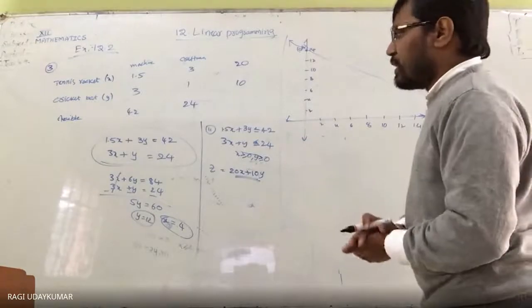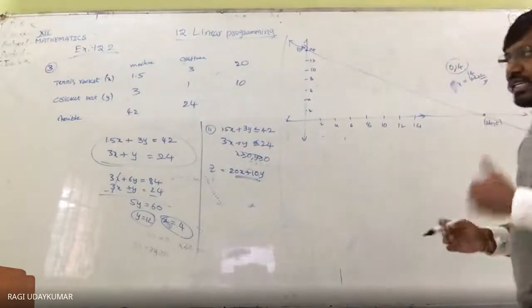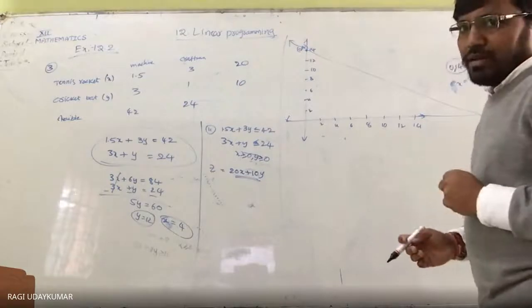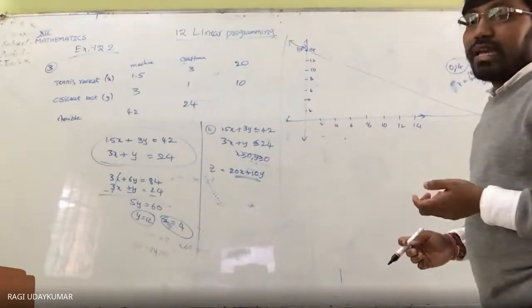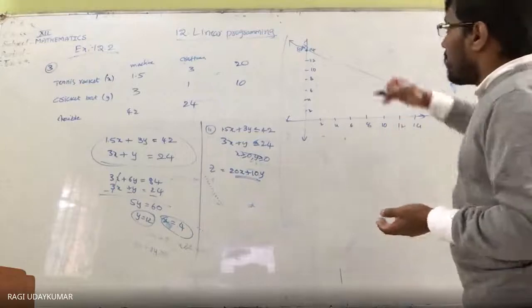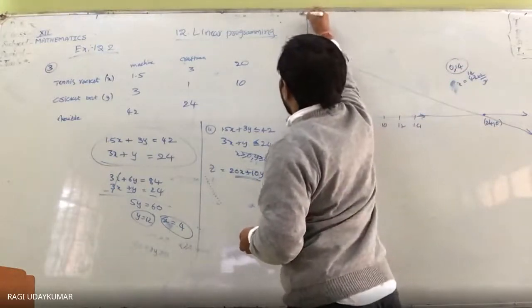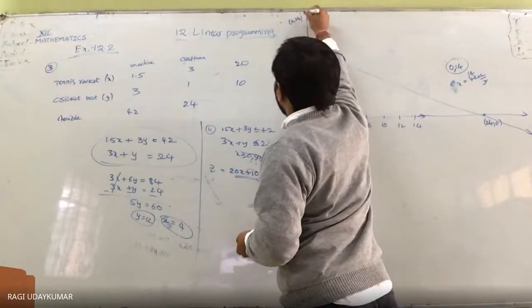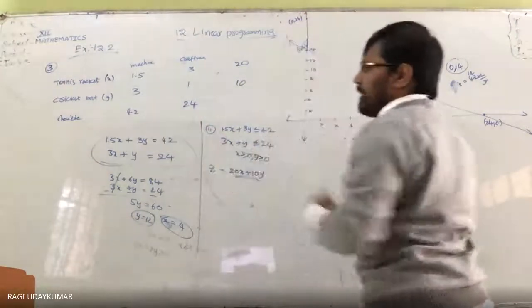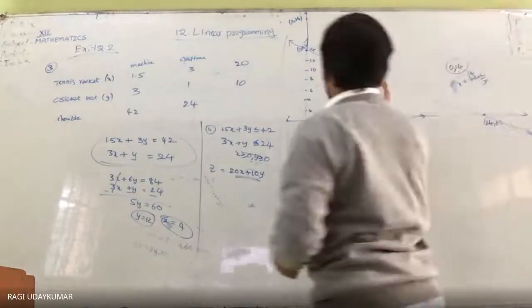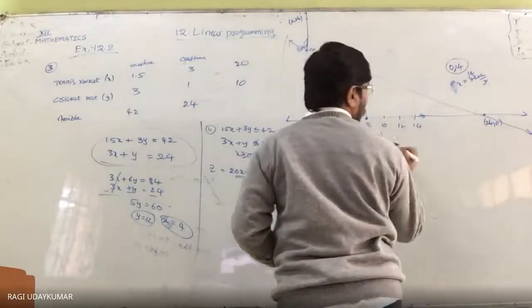Second equation is 3x plus y less than or equal to, first take equals. So if x equal to 0, y equal to 24 will come. So 0 comma 24, the point will be somewhere else here. This is the point 0 comma 24. And if y equal to 0, x equal to 8. So 8 comma 0. This is 8 comma 0.